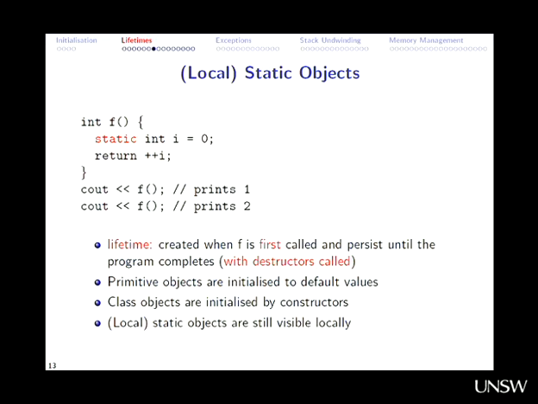Oh, sorry, let me clarify. It only gets called when that function first gets called, not when the program executes. First time through that function, this int I gets 0. Because it's static, it goes into the static area of memory, and that memory is going to exist until the program completes, and its destructors are going to get called. Again, primitive objects are initialized to default values.